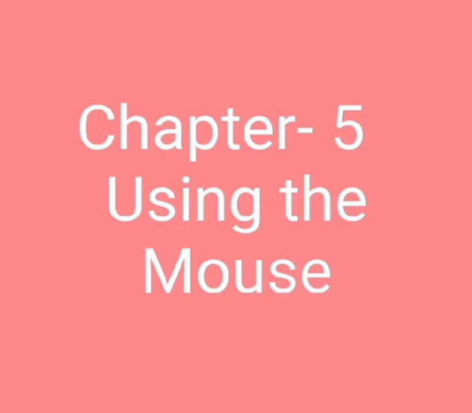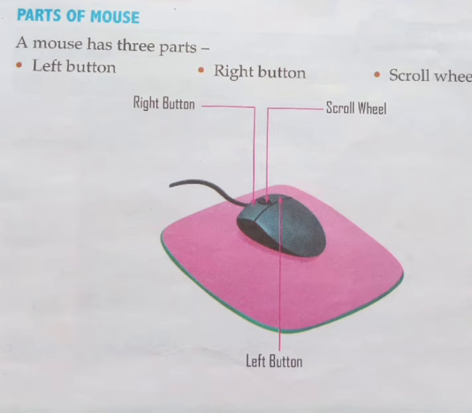Our topic number 1 is parts of a mouse. Have you ever seen a mouse in a computer lab or on any computer? Yes. On a mouse, there are 3 parts. A mouse has 3 parts: left button, right button, and scroll wheel. These are the 3 parts of a mouse.